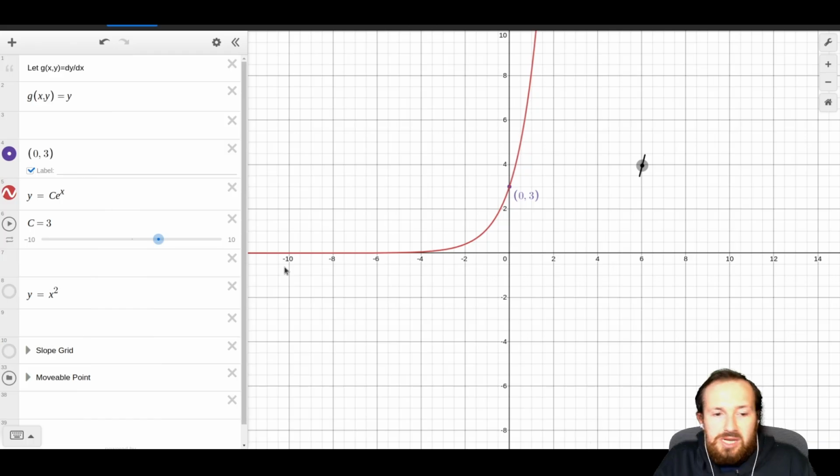So there you go. That's an introduction to the theory behind differential equations and slope fields. I hope it all makes sense.